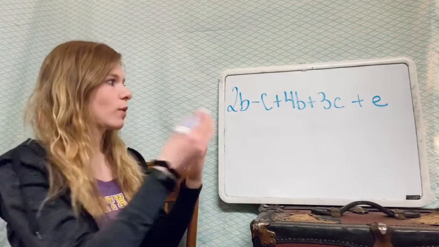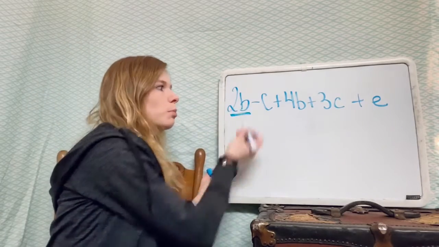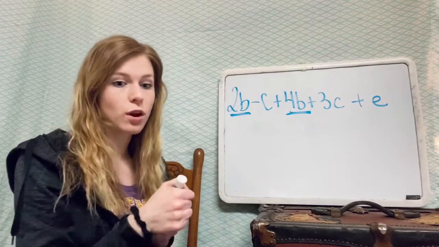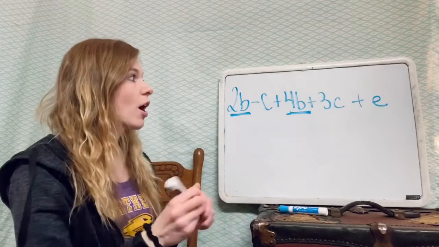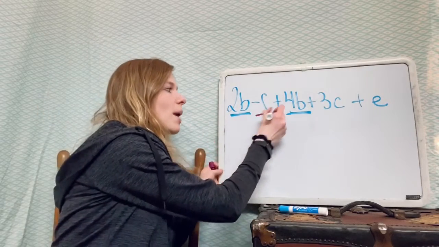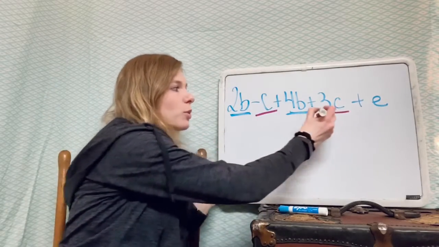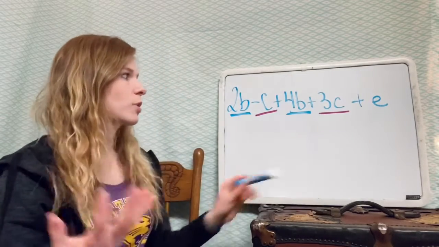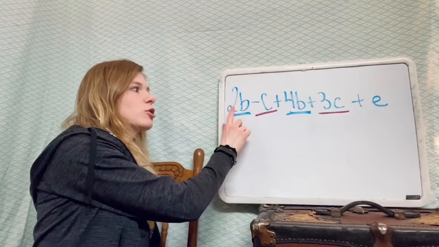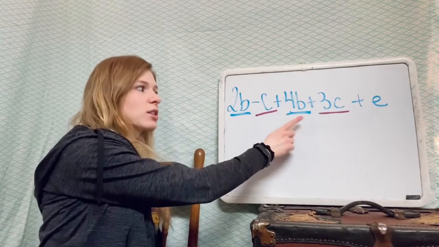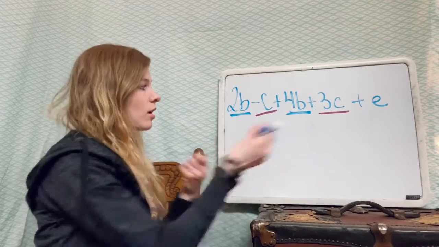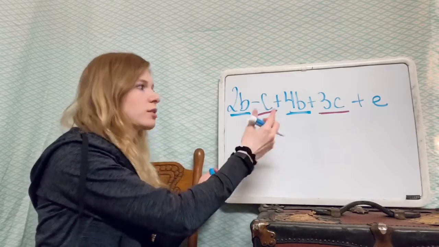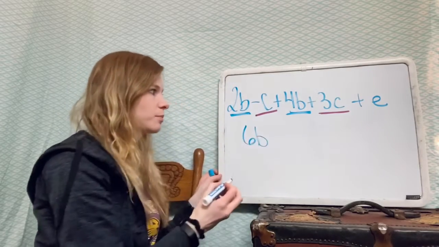What I notice right away is this is a 2b and this is a 4b. So I know that those two are like terms. I also notice that I have a minus c and a 3c. Those ones are like terms as well. So here's what I'm going to do. I'm going to combine 2b and the positive 4b. I'm going to keep the b. A positive 2 and a positive 4 give me a 6.